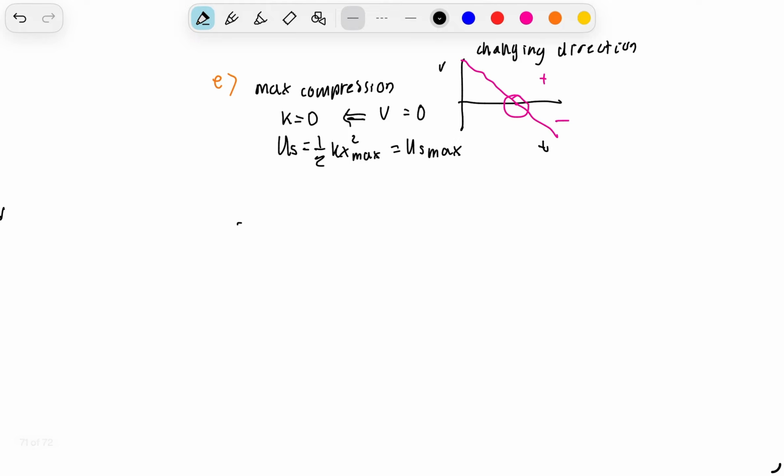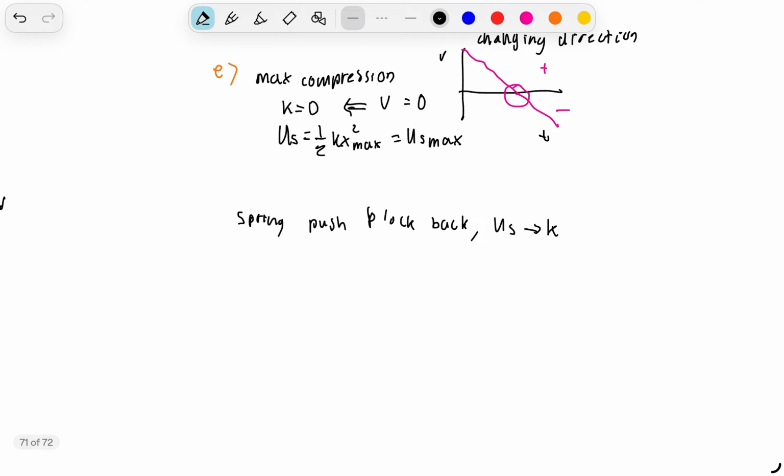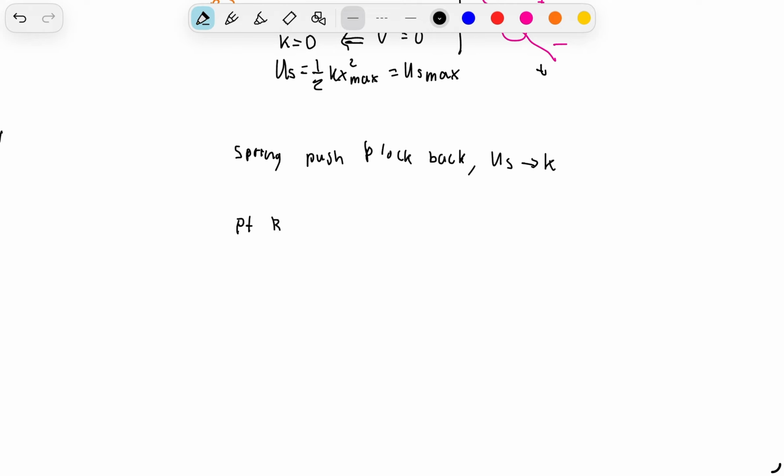Now, because we know that the spring is going to push the block back, that means that your US is going to be converted into kinetic energy. So then when we're at point B, that means that our spring is no longer compressed.